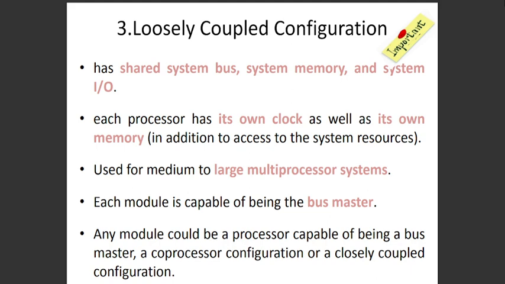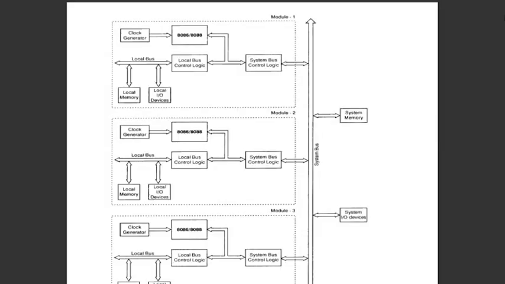Each module is capable of being the bus master. Any module could be a processor capable of being a bus master, a coprocessor configuration, or a closely coupled configuration. This is the diagram of the multiprocessor loosely coupled configuration.